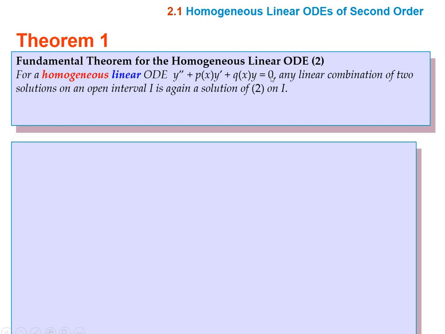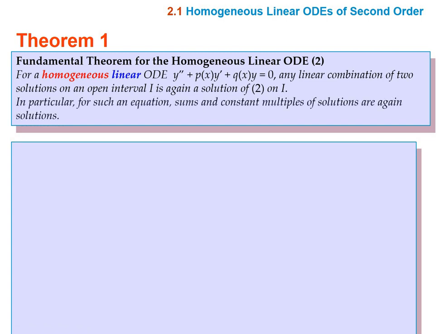I'm going to call it the fundamental theorem for homogeneous linear ODEs. And this is your second order, homogeneous and linear. I just highlighted one in red and one in blue. Now, if those two conditions are met, any linear combination of two solutions is again a solution. Linear combination means if you take any solution multiplied by a constant, the new term is going to be a solution. If you take any two solutions and add them together, the sum will be again a solution.